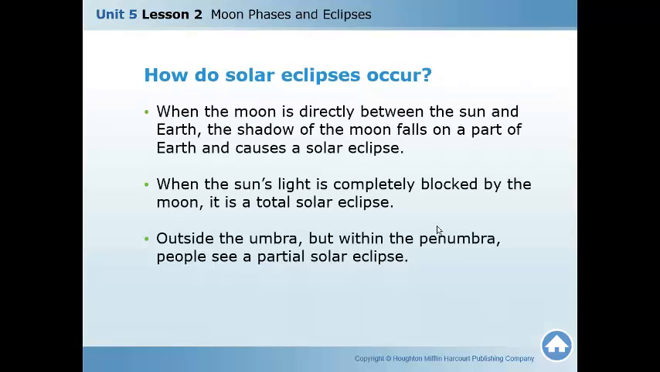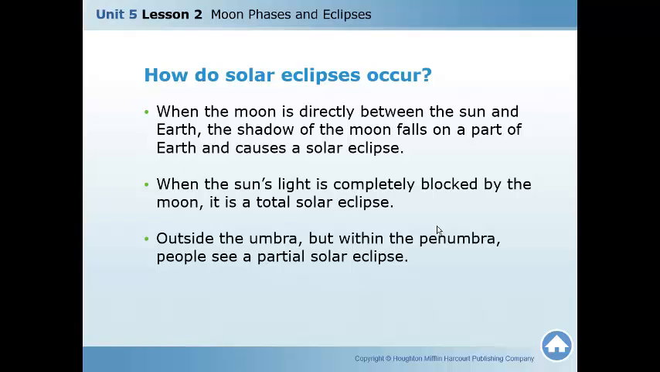How do solar eclipses occur? So when the moon is directly between the sun and the Earth, the shadow of the moon falls on part of the Earth and causes a solar eclipse. So if the moon is a mess, M-E-S, moon, Earth, sun, that lineup, that's a lunar eclipse. The way I remember a solar eclipse is EMS.